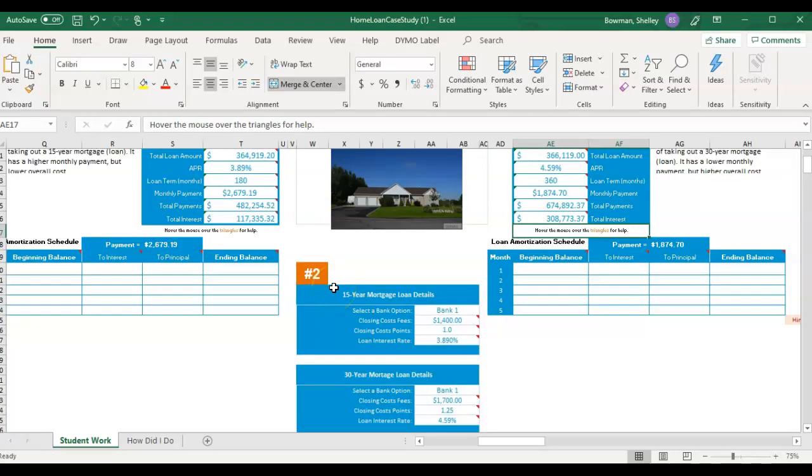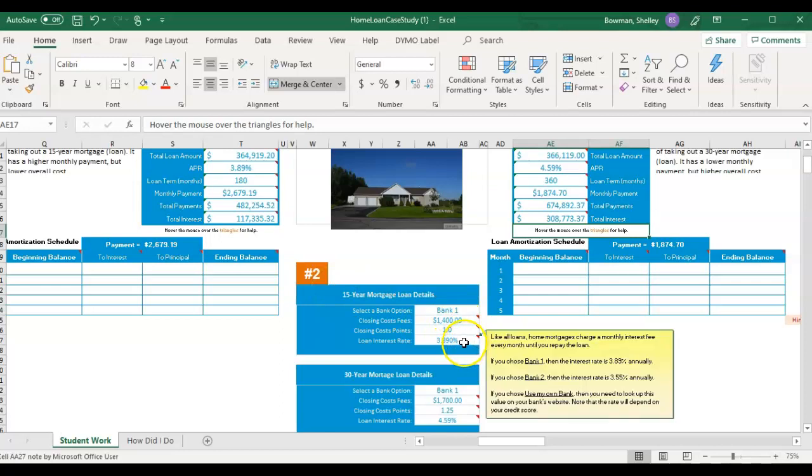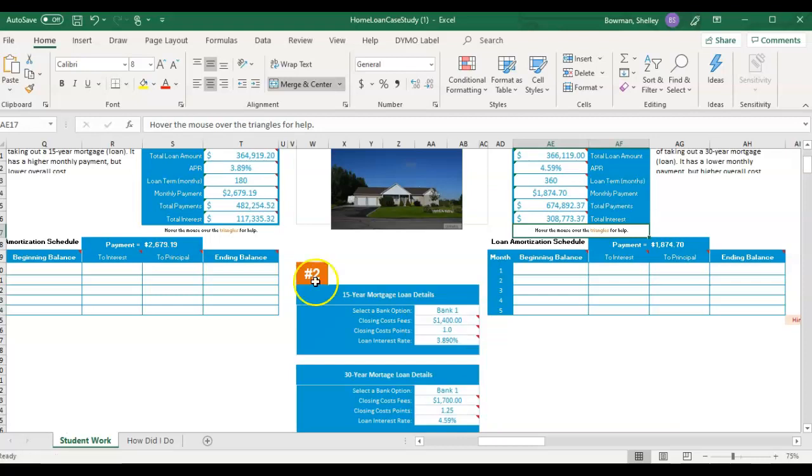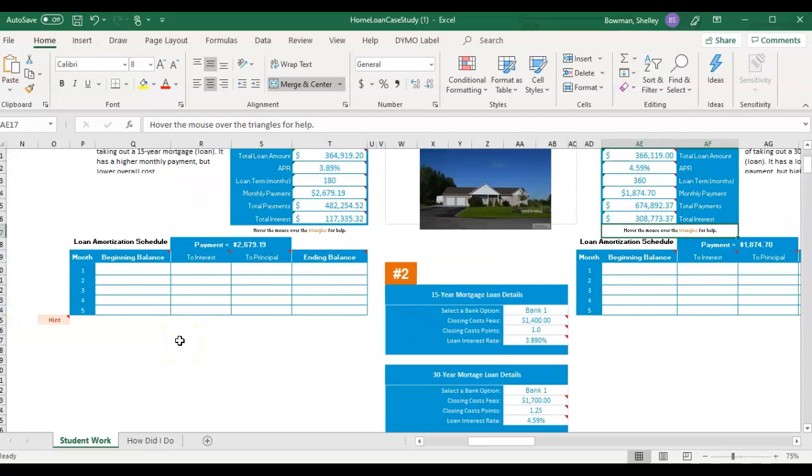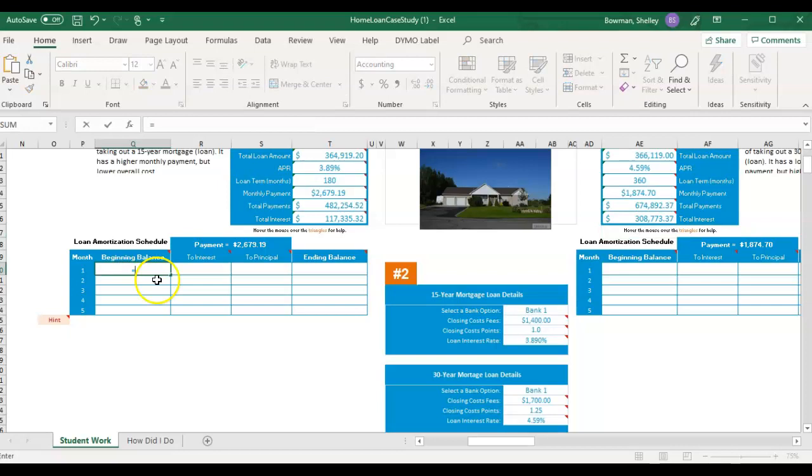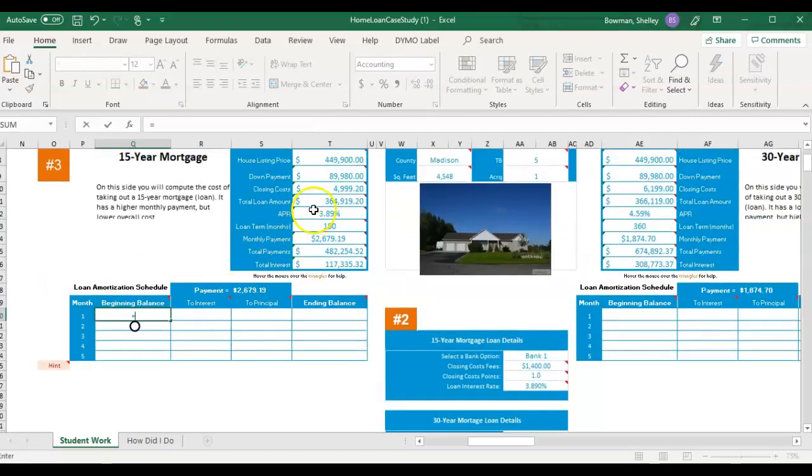A 15-year loan usually has a better interest rate, and because you're only paying half the amount of time, much less ends up going towards interest. Now we can go through the amortization portion where you get to see month by month what actually does happen. So our beginning balance will be the loan amount here, and we're just going to cell reference that and call it good.